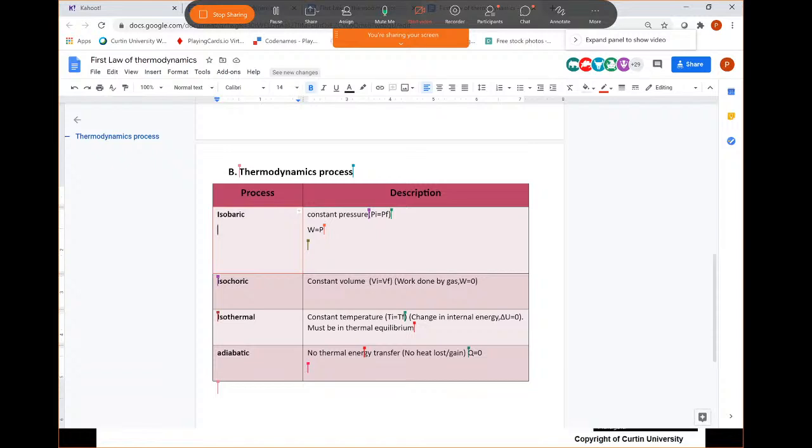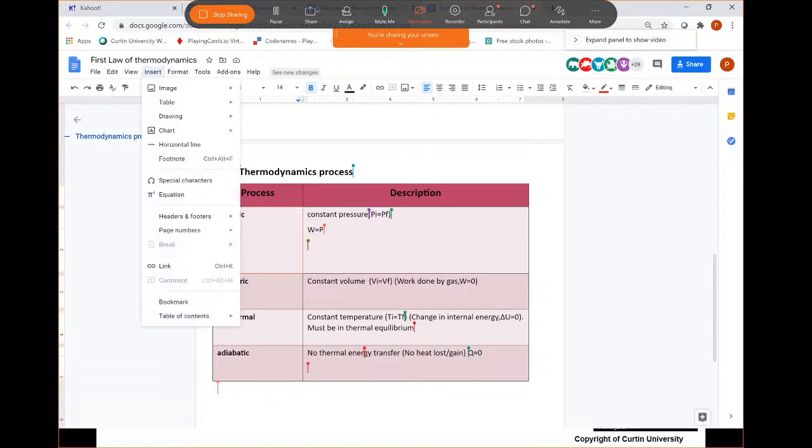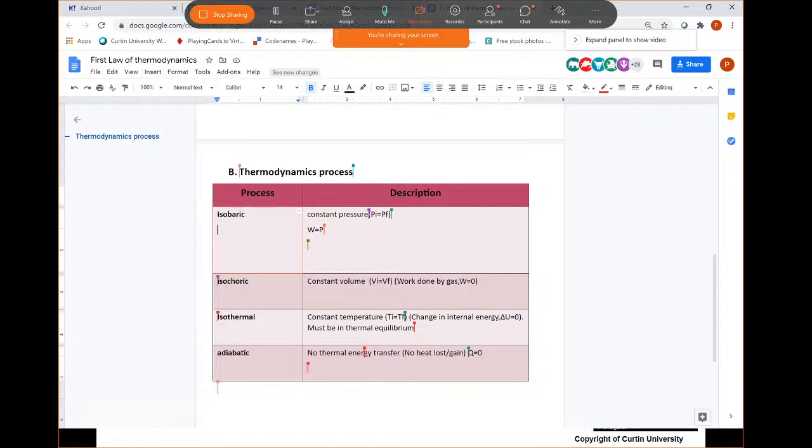Do you know where to find the delta? You can go to insert, here on top, then special characters, and you can find the delta there. Okay, so for isobaric process, work done is equal to P times delta V.